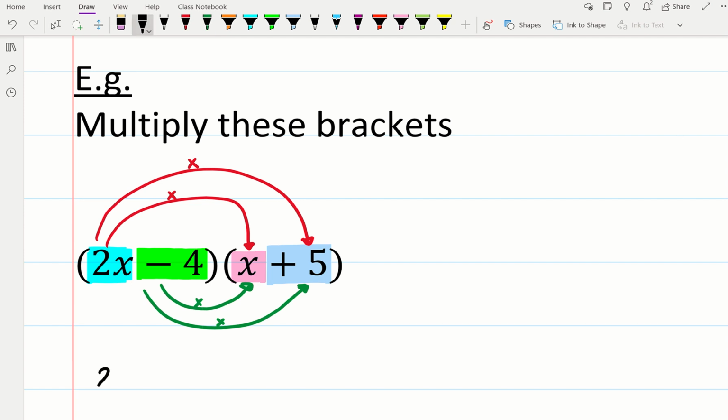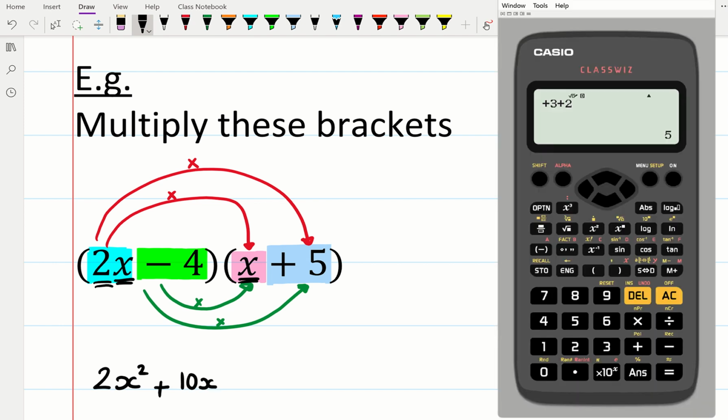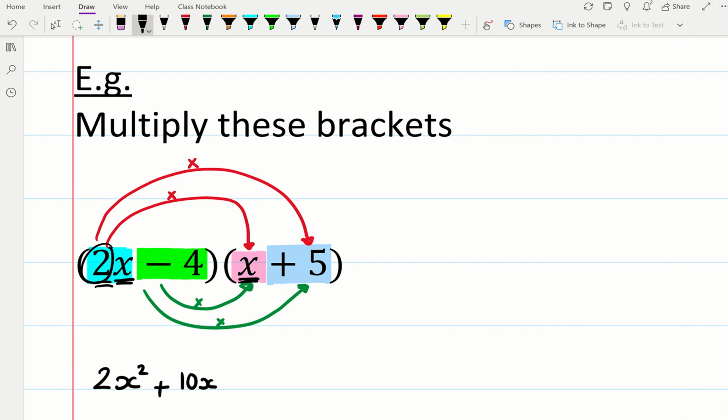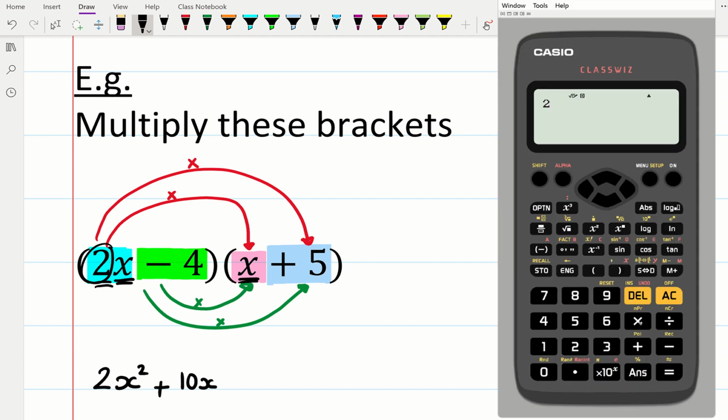2x times x, 2x squared. Remember, x times x, x squared, and times 2, 2, and I put the number at the front. And then 2x times 5, 2 times 5 is a positive 10x. If you're not sure if it's positive or a negative, put the numbers. That's a 2, times, you have to put the times, and then plus 5. 10 means a plus 10.